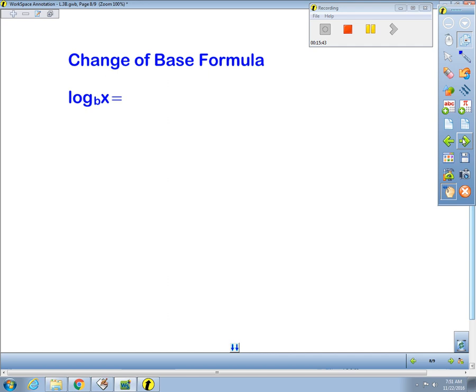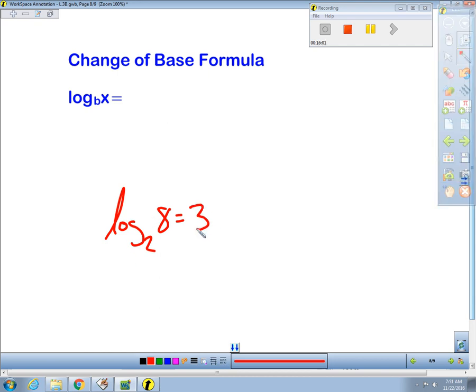Last thing I want to show you is something really helpful for some logarithms that can be difficult to evaluate, the change of base formula. Let's say I asked you to evaluate this logarithm. I said, what's the log base 2 of 8? Well, you guys would say, well, 2 to the 3rd equals 8, so this is 3. That's easy to evaluate. But what if I asked you, what's the log base 2 of 10?